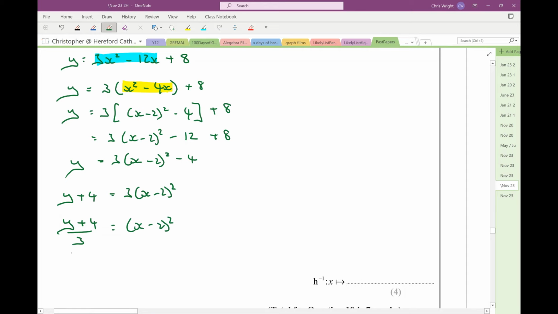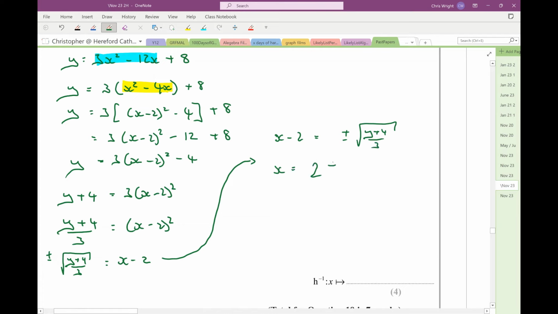Now remember, there are 2 answers to a square root. So it's going to be plus or minus the square root of y plus 4 over 3, and that's going to equal x minus 2. So now, if I just turn it around, then you can see it more clearly. X minus 2 equals plus or minus the square root of y plus 4 over 3. Now I'm going to add 2 to both sides. So x is going to be 2 plus or minus the square root of y plus 4 over 3.